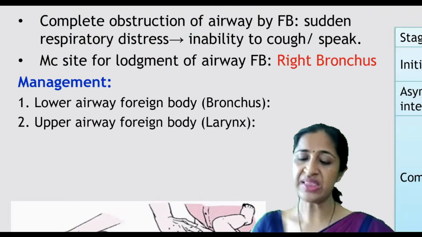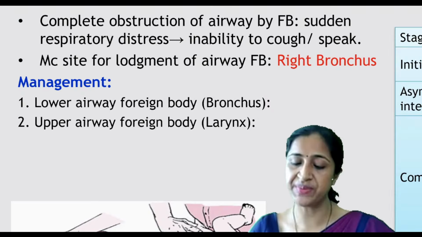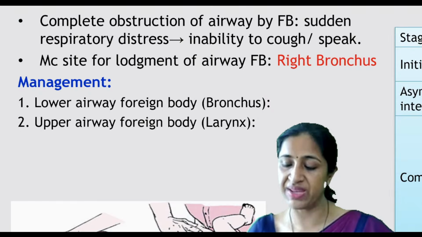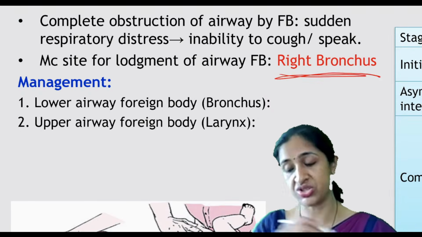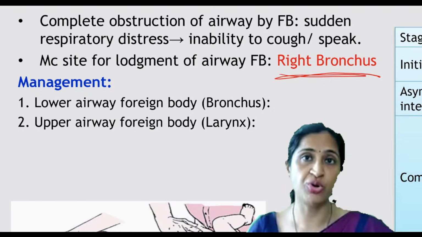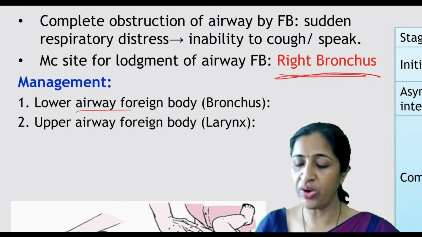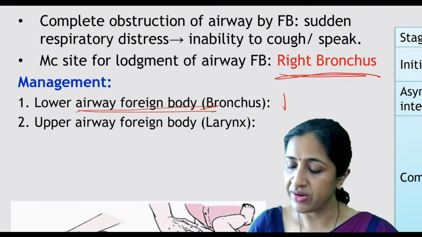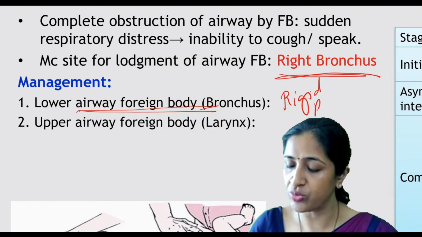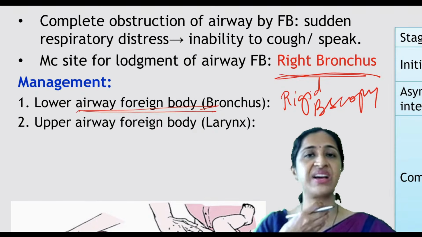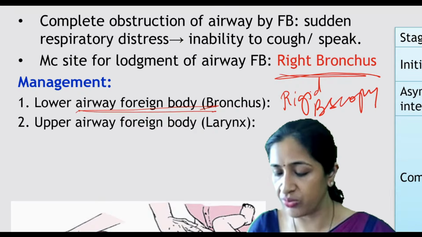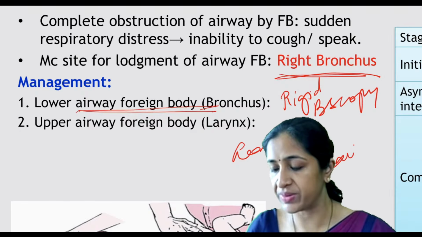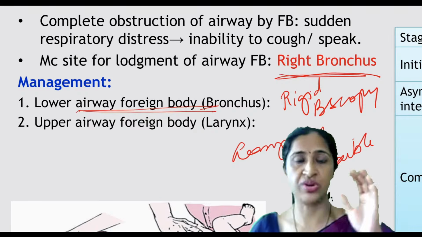So, a quick fix on foreign body aspiration. It's complete obstruction of airways by foreign body with sudden respiratory distress, inability to cough and speak. Most common is the right bronchus, because it's more vertical. The lower airway foreign body occurs in the bronchus, and the management is with rigid bronchoscopy. Upper airway foreign body we can remove sometimes with laryngoscopy or flexible bronchoscopy. But lower airway, we need only rigid bronchoscopy.